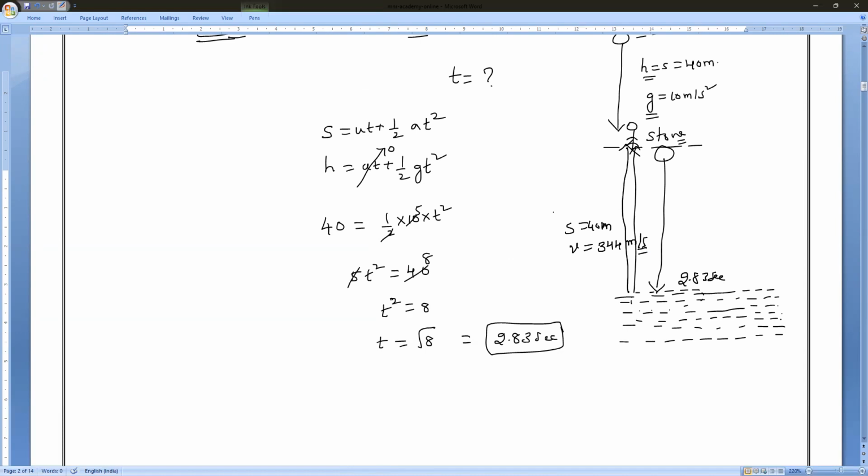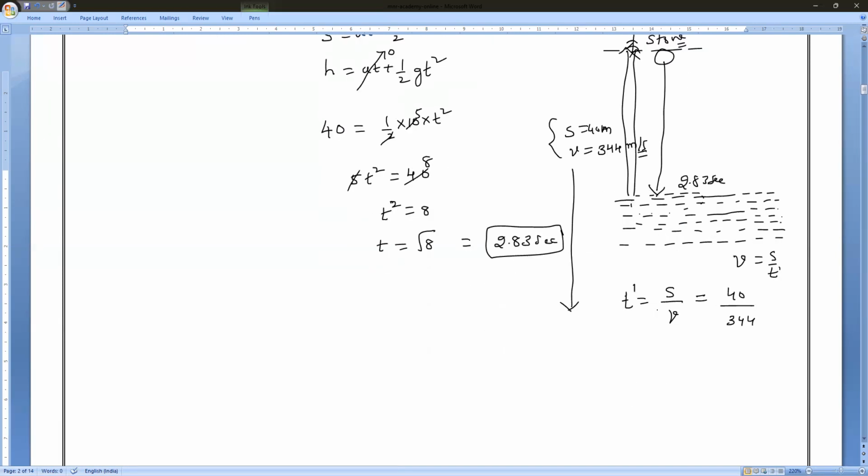Then the time taken for the splash sound to reach him is distance by speed. Let me take it as T dash. Speed is equal to distance by time, correct? So that equals 40 divided by 344. Please do the calculation and tell me how much it is.